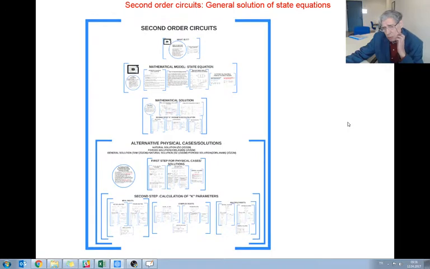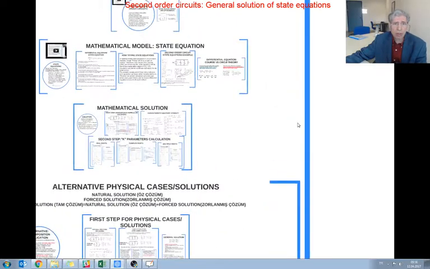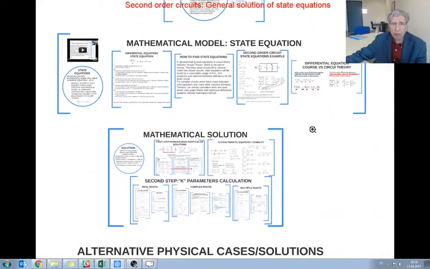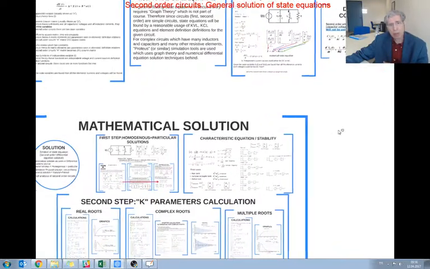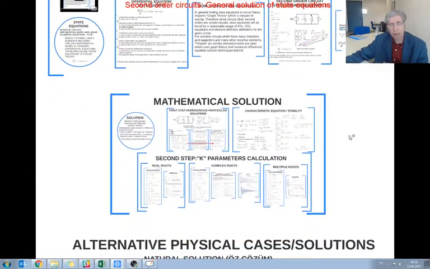What we have done and what we will be doing: we have been examining the second order circuits. We said what it is, and we explained how we can find the mathematical model, which is called the state equation for a second order circuit. Our example circuit was that parallel RLC circuit, and the corresponding mathematical model is this ordinary differential equation, which is called the state equation.